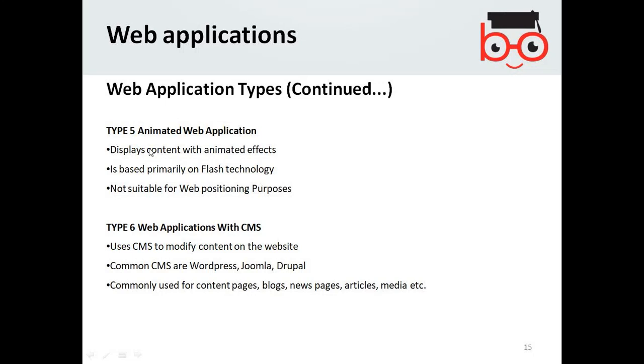Then animated web applications: a multimedia website that has only animations, maybe games. That is one kind, you can say the animated one. Then web applications with a CMS, like Joomla and WordPress. Have you heard about them? Yeah, I've heard of WordPress before. Our website here runs on that.